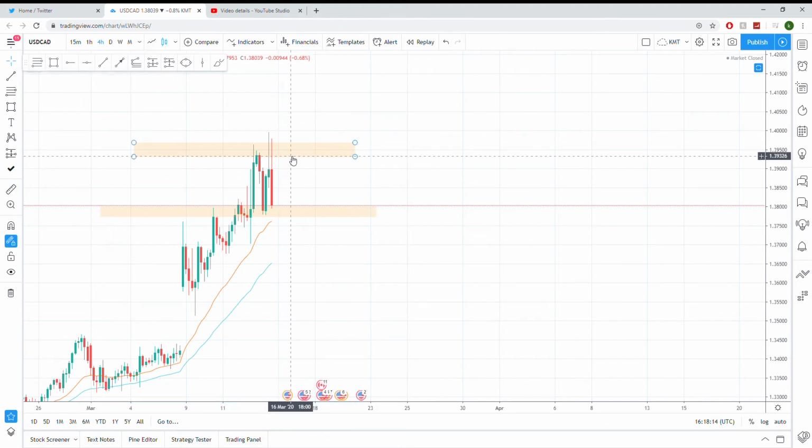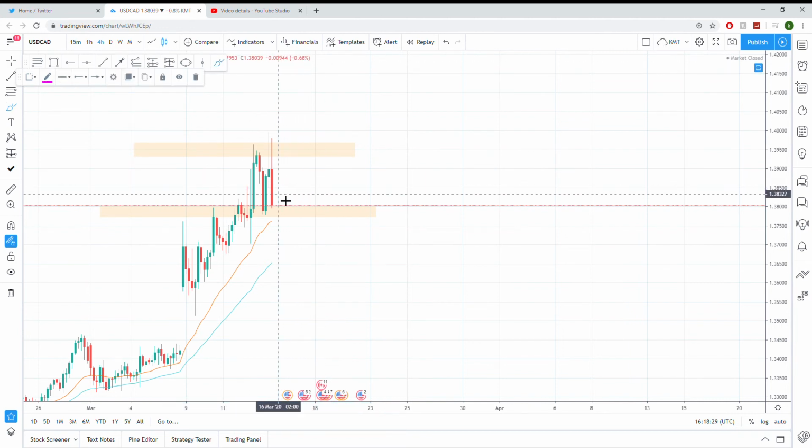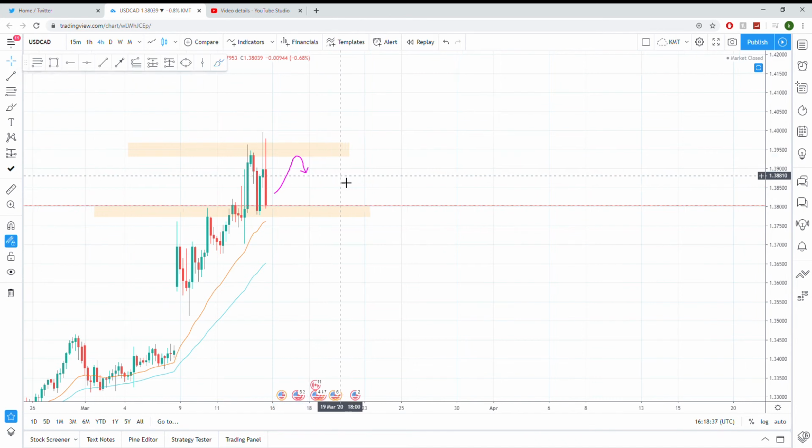So I'm going to start off with the top zone here just to explain what the scenario could potentially be. This is at 1.39311 to 1.39690. Essentially, if price is able to come up into this zone, so if we pull back up, we'll be looking for a rejection again, followed by bearish momentum, and we'll take a short here.